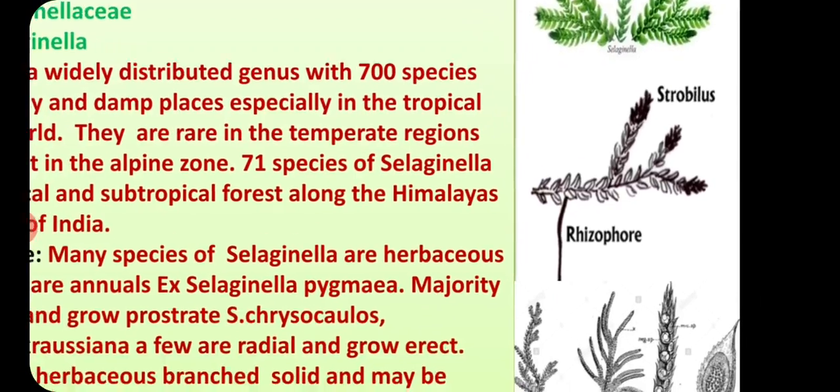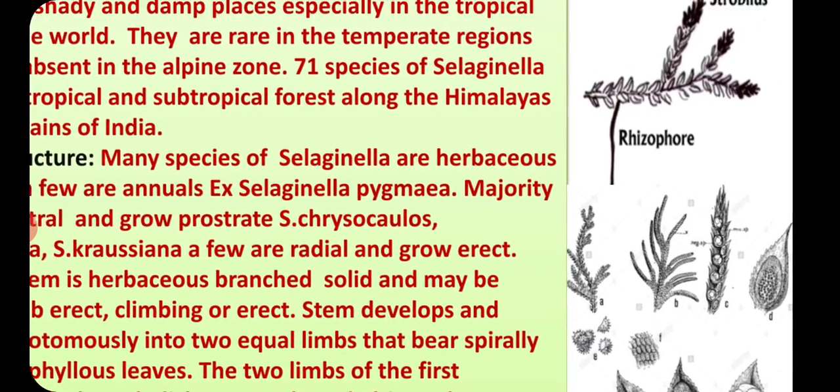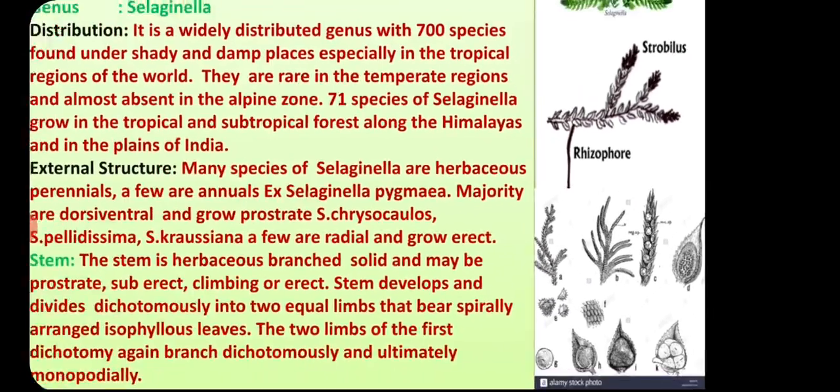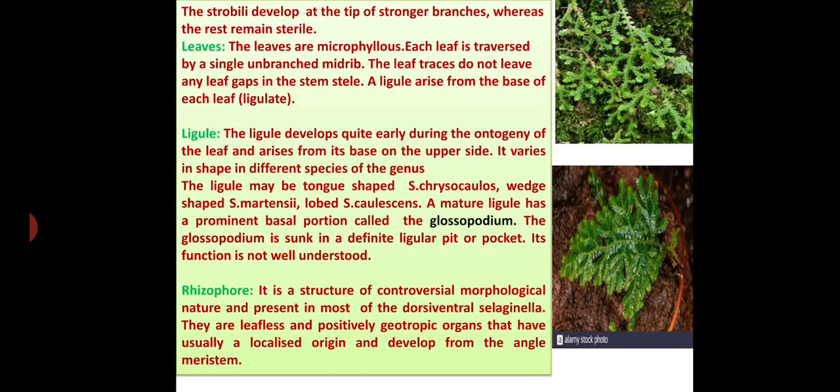Then the strobilus, here the rhizophore. The strobili develop at the tip of stronger branches, whereas the rest remain sterile. Then leaves. The leaves are microphyllous. Each leaf is traversed by a single unbranched midrib. The leaf traces do not leave any leaf gaps in the stem stele. A ligule arises from the base of each leaf, that is, the leaf is ligulate.